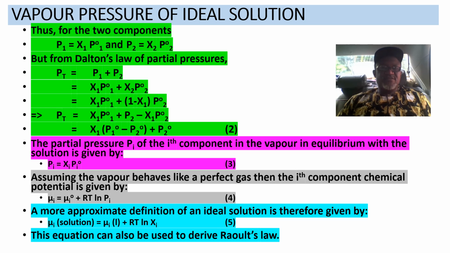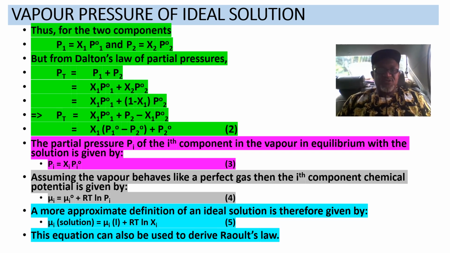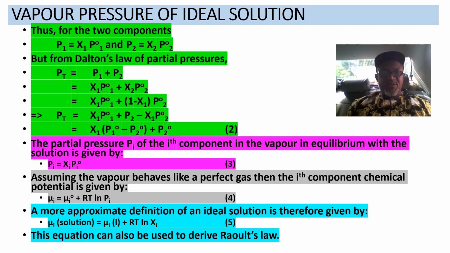Now, for two components, P1 is equal to X1 P1 naught, and P2 is equal to X2 P2 naught. So from Dalton's law, we'll add the two. P total is equal to P1 plus P2. So we substitute X1 P1 naught plus X2 P2 naught. And then we simplify, and we get PT as equal to X1 into (P1 naught minus P2 naught) plus P2 naught. The partial pressure Pi of the ith component in the vapor in equilibrium with the solution is given by Pi equal to Xi Pi naught, and that's Raoult's law.